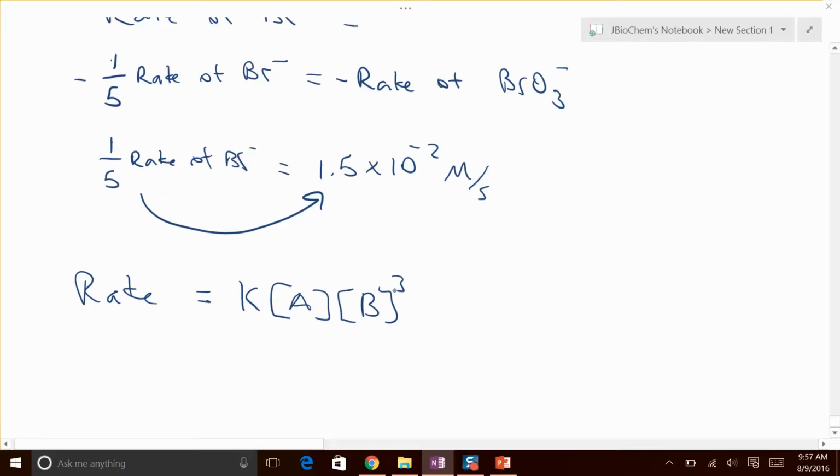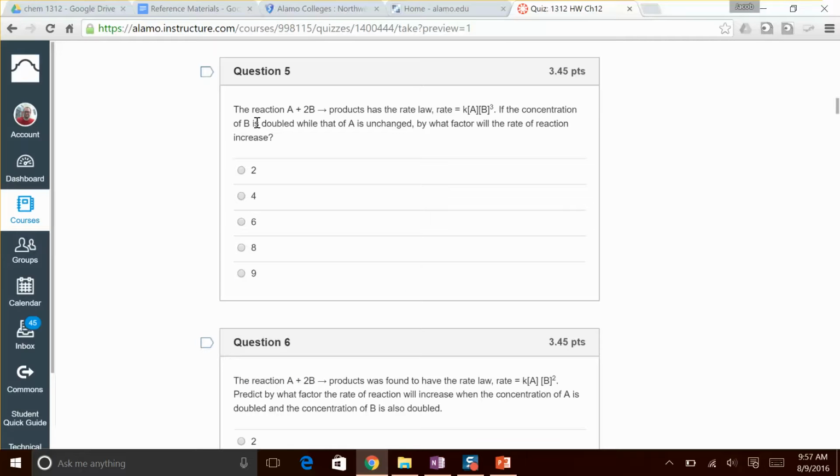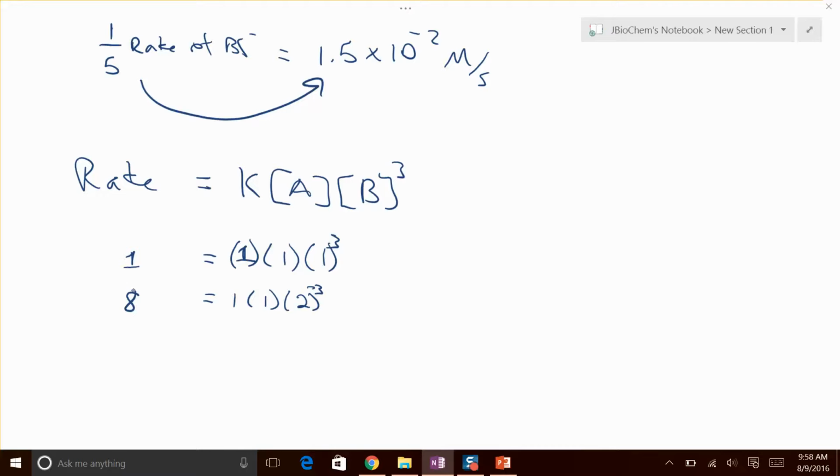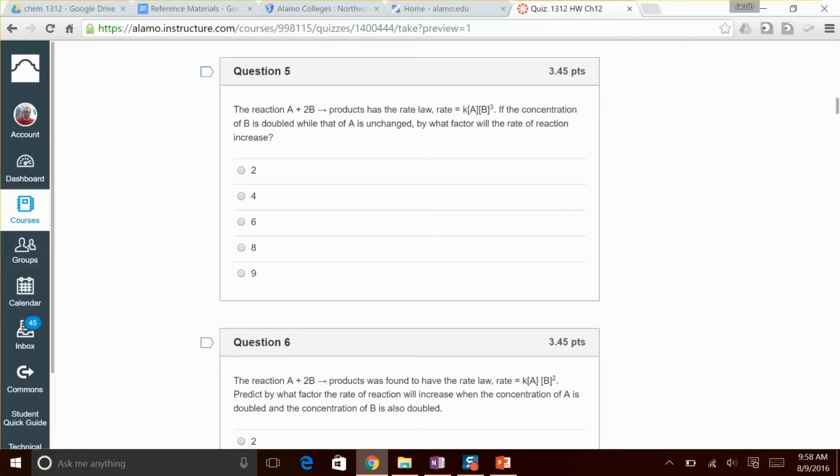Okay? So let's just say K is 1, the rate constant is 1, A is 1, and B is 1. So what does our rate equal? 1, because this is cubed. Now, they tell me the concentration of B is doubled while that of A is unchanged, so I can double B. So it equals 1 times 2 cubed, which is 8. So it increased by what? By a factor of 8. So by what factor will the rate of reaction increase? By a factor of 8. That's a really easy way to see that happening.